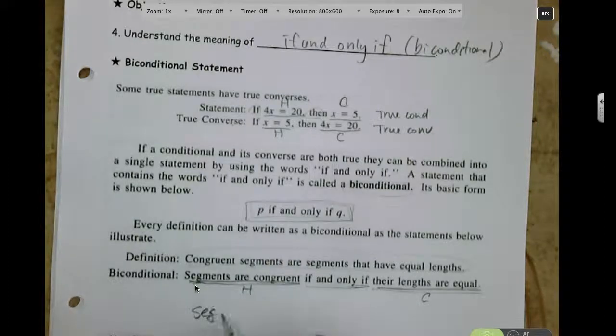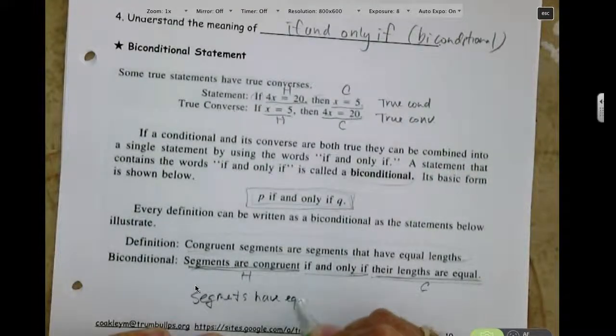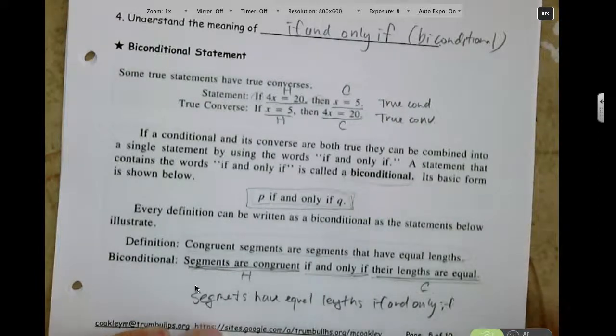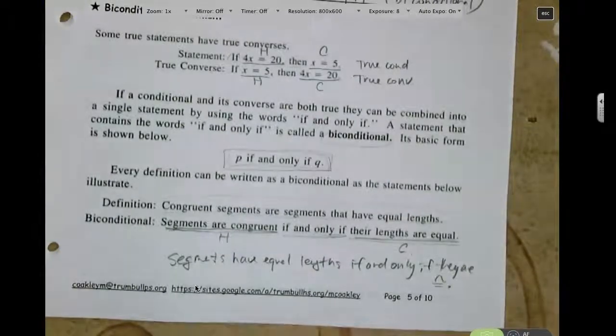The segments have the same lengths, have equal lengths, if and only if they are congruent. See, that's true too, right? So with the biconditional, you can flip the converse, conclusion and hypothesis, and then it's still true. And this is the way to check to see if a definition is true. If the converse is incorrect, then that is not a definition.